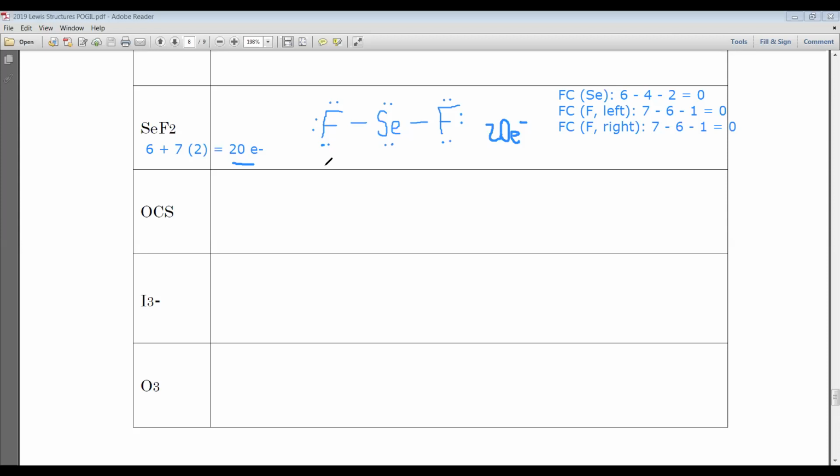No. All right, why don't you take a couple minutes and try to do the OCS. Just as a hint, point of order here, the carbon will be your center atom in this one. Go ahead, get out some paper, try to draw OCS, and see if you come up with the correct structure. In a couple minutes, we'll come back and look at how you did.